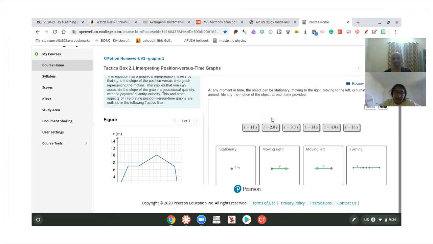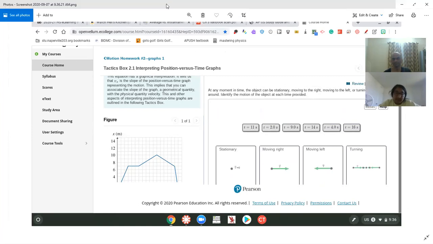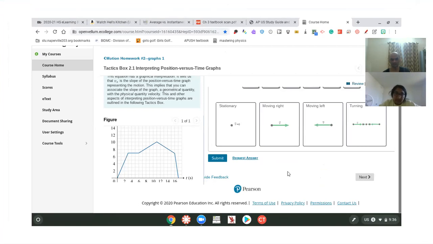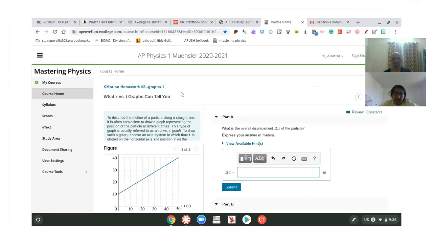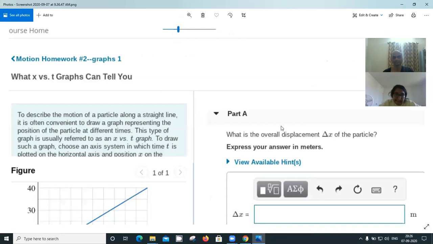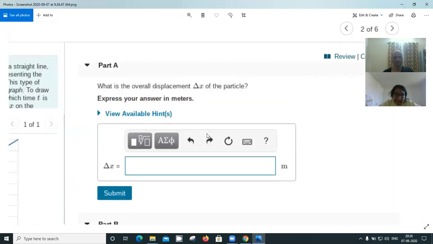Okay, next question. So this is done. Yes. What is the overall displacement delta x of the particle?